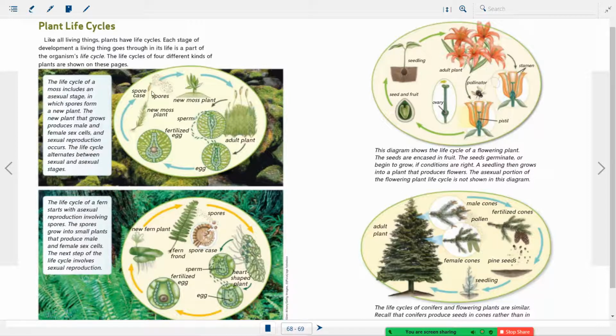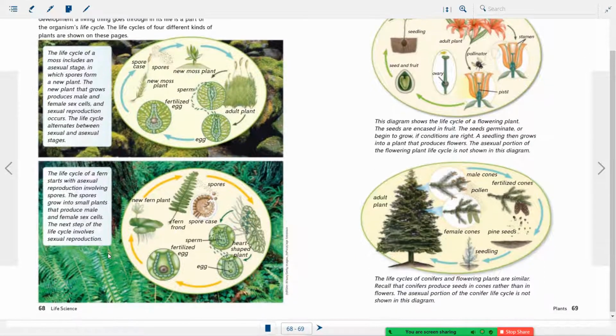So we can see over here that the new plant grows into an adult plant that has the sperm and the egg. The egg becomes fertilized in that plant, and then the new moss plant grows and creates spores, and those spores are basically like seeds that spread, and once they are in a good environment for them to grow, they'll grow into a new plant, and the cycle continues.